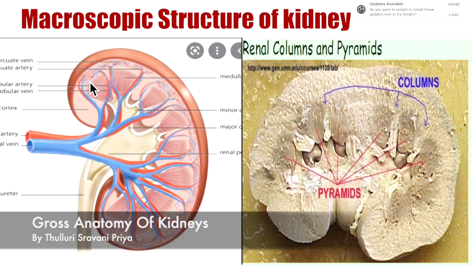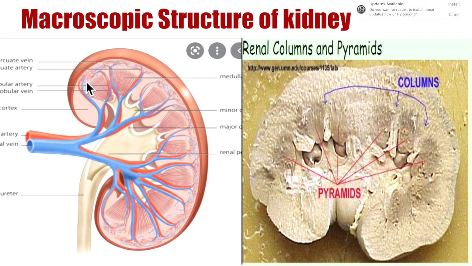A renal pyramid with its overlying cortical arch is known as a lobe of the kidney. One lobe of the kidney is formed by a renal pyramid with overlying cortical arch. Renal sinus is the space which extends inside the kidney. This part we call the renal sinus.